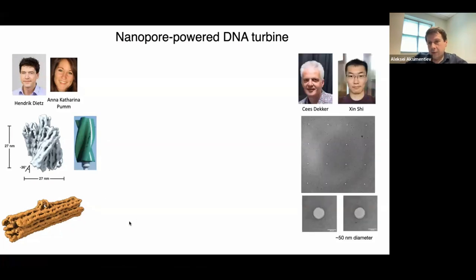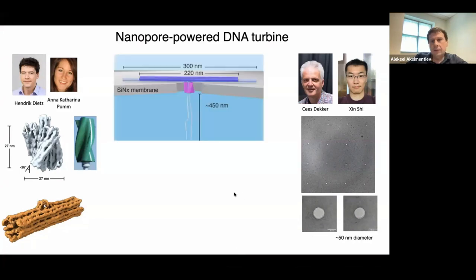Then we have nanopore expert Cees Dekker and his lab at TU Delft. It's technologically difficult to realize a system using a single nanopore, so they used an array of pores. The pores are pretty large, 50 nanometers in diameter, and that's how the entire assembly looks. You have a silicon nitride membrane, you have a turbine. There's a leash here. The leash is to capture the assembly in the prescribed orientation. And then you have a rod.